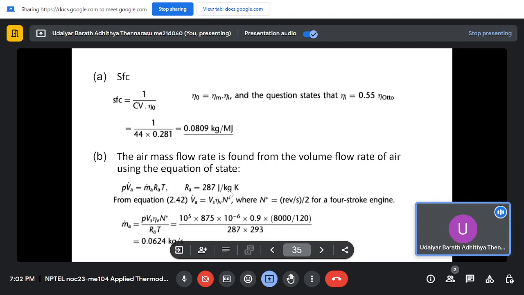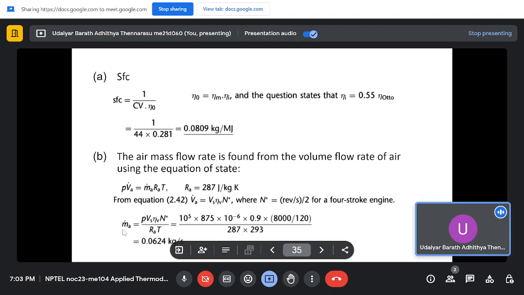N star is the rotations happening, divided by 2 because of the 4-stroke engine, because there is only one inlet coming in for 2 strokes, so divided by 2. So V̇A is, we know swept volume, we know volumetric efficiency, and we know the number of rotations of this engine. So we substitute that in terms of VA, and divide by RAT.